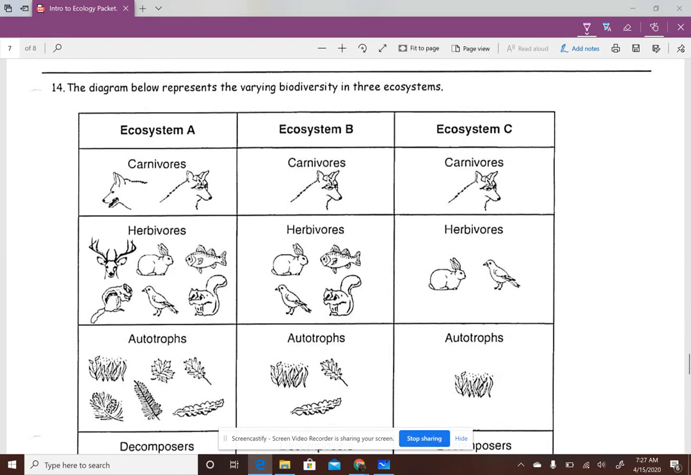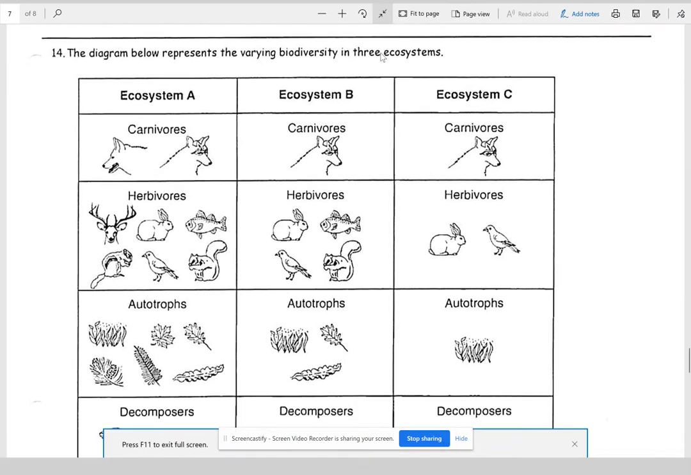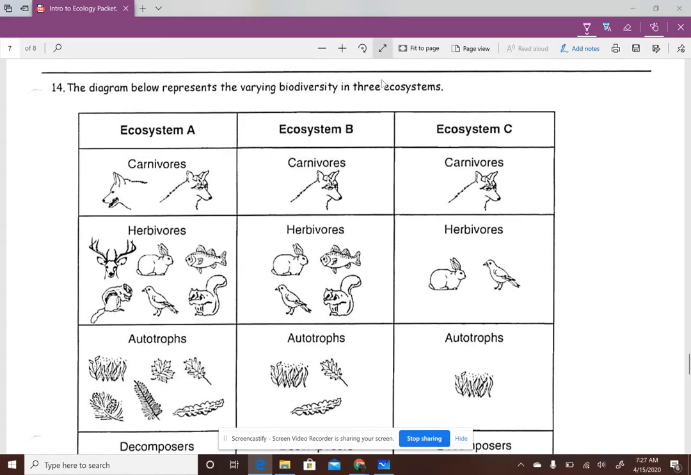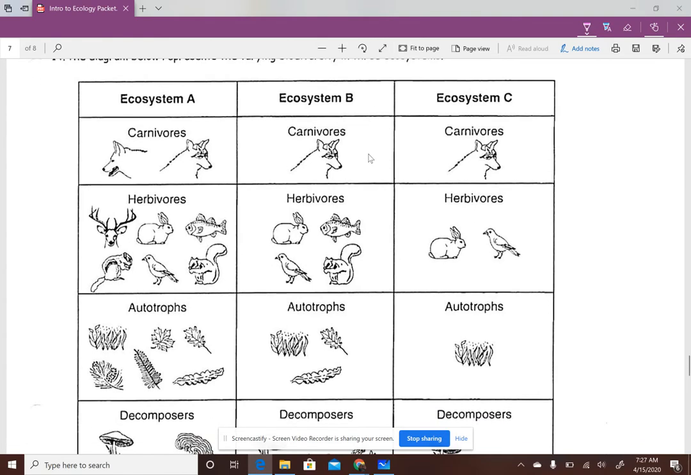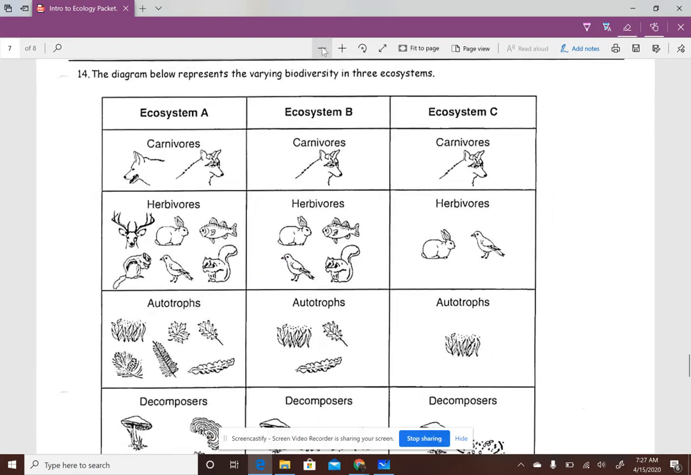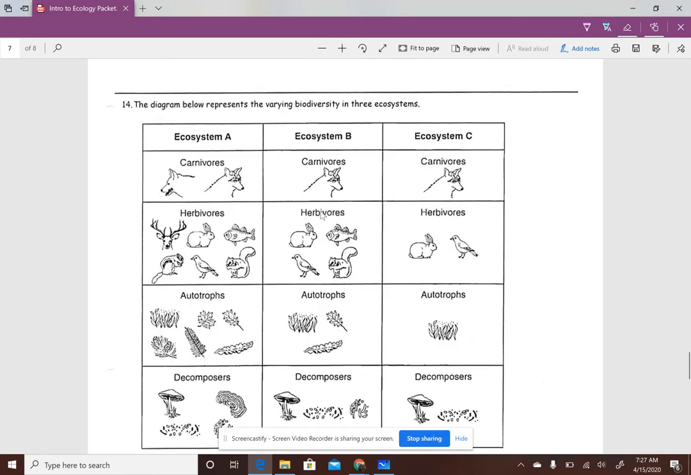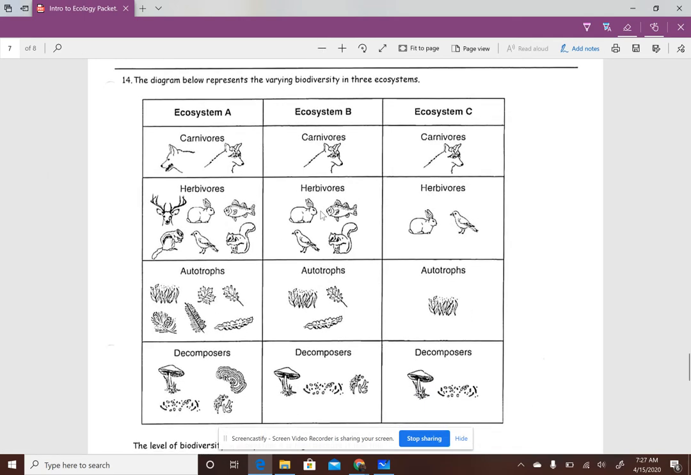Number 14, I'm going to see if I can zoom out on this a little bit, just so we can see the whole thing. Let me take a look. Sorry. There we go. Okay. So number 14, the diagram below represents varying biodiversity in three ecosystems.